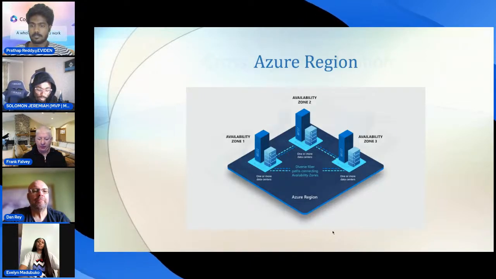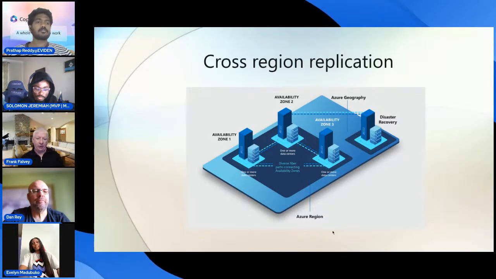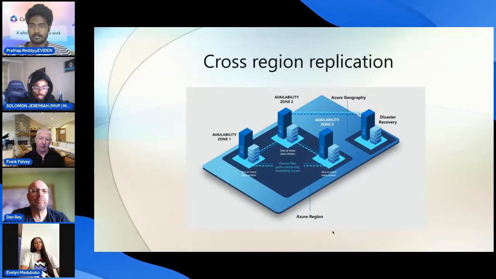Just moving forward, here is the cross region, Azure to Azure. So availability zones 1, 2, and 3 could be the region I'm in, which is Northern Europe. And the other one could be where Solomon is, in UK South.